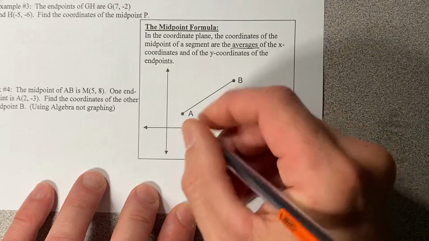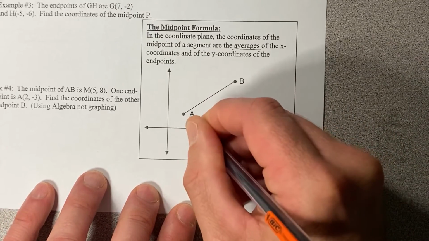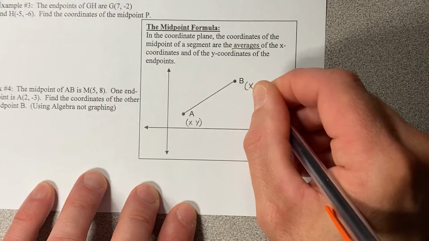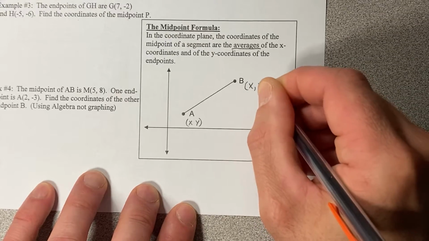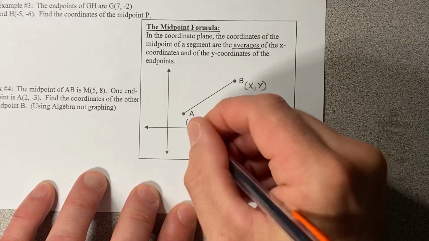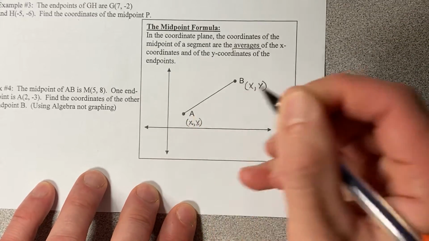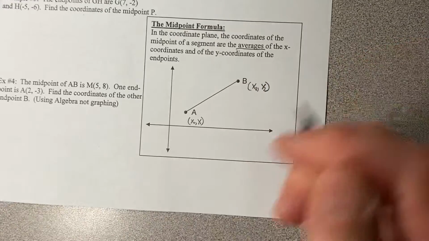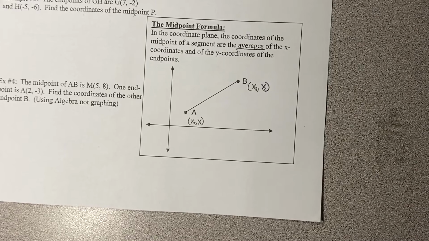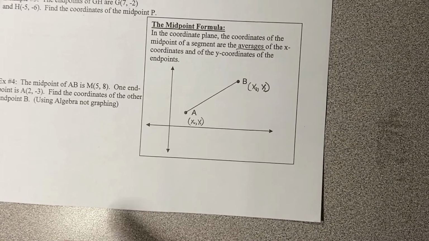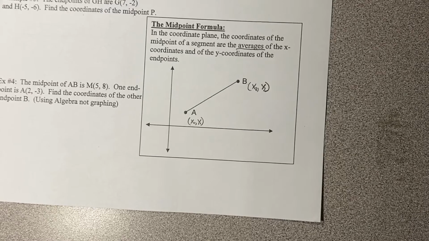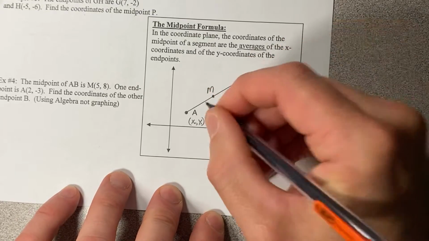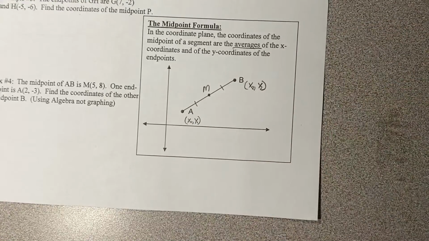I want you to label A as some generic X and Y. But I'm also going to want you to do the same thing for B, just some generic X and Y. But these are obviously different points. So I'm going to label this one X1, Y1, and X2, Y sub 2. So this is what makes it a formula: we don't know what X and Y are, but we know that they're going to be different X and Y values. And so to get the midpoint, we'll go ahead and put M as the midpoint here.